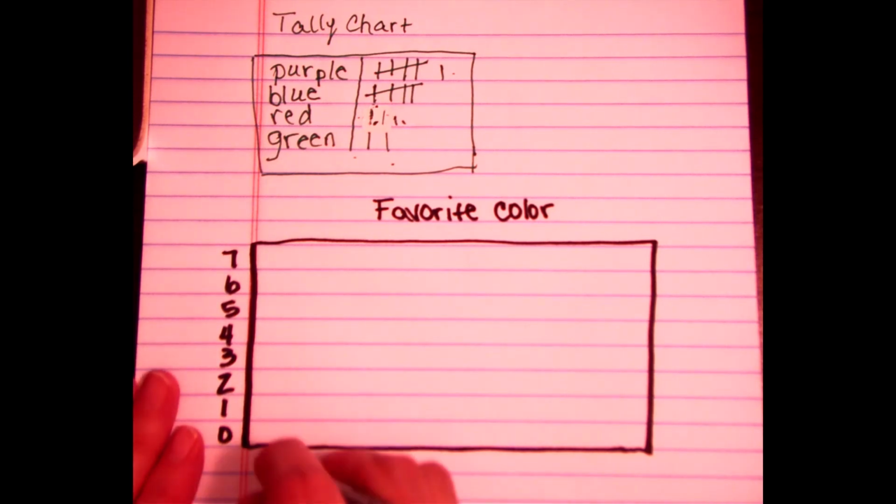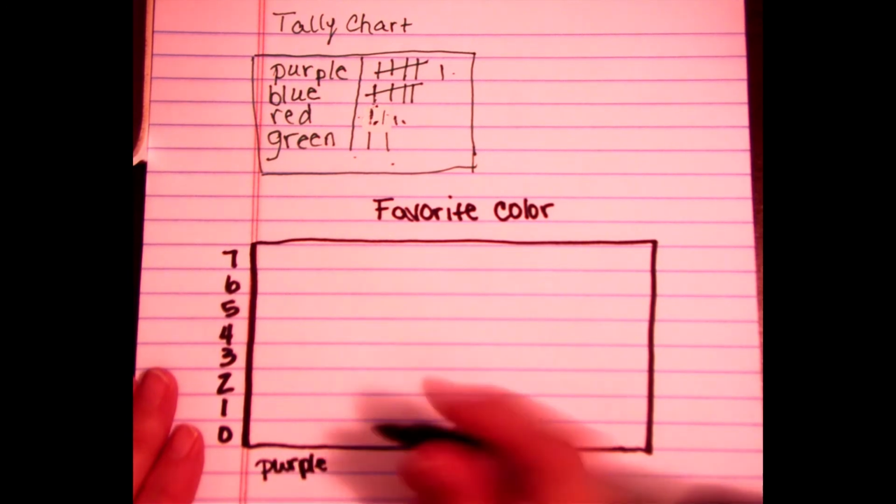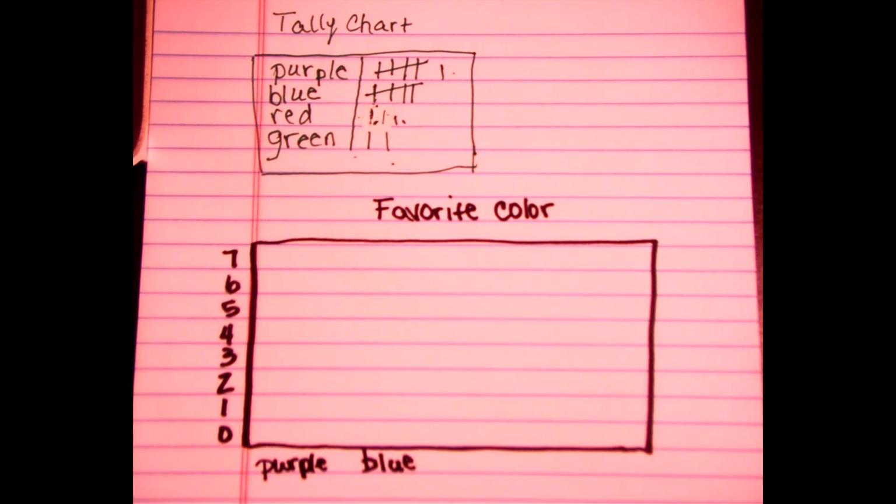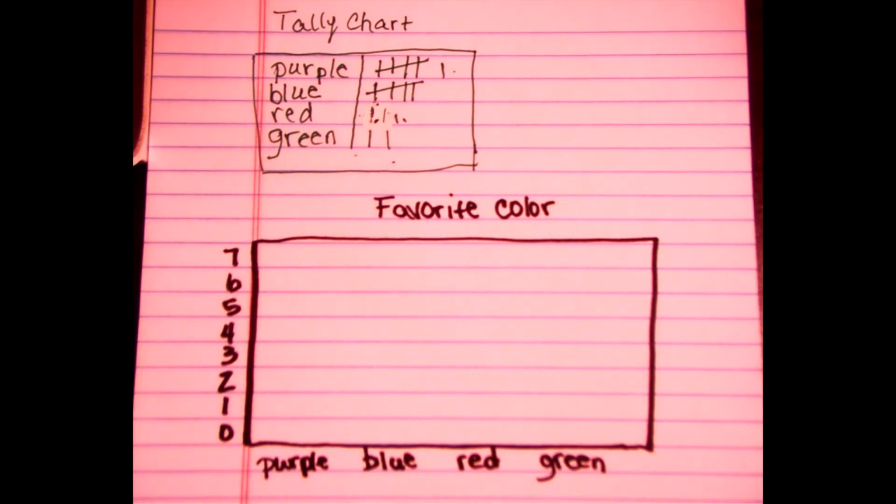So we had purple. We have blue. Now remember, you want to put enough space between your labels so you can draw your bars. Red and green. Okay, you see how I have some space between? They all are not right next to each other.